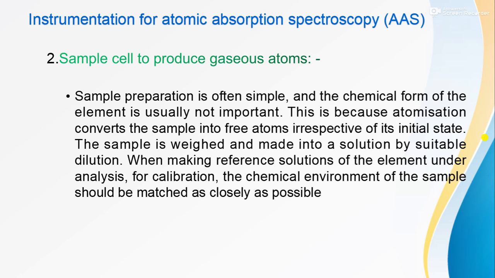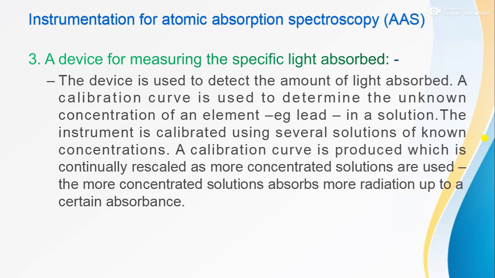2. Sample cell to produce gaseous atoms. Sample preparation is often simple, and the chemical form of the element is usually not important. This is because atomization converts the sample into free atoms irrespective of its initial state. The sample is weighed and made into a solution by suitable dilution. When making reference solutions of the element under analysis, for calibration, the chemical environment of the sample should be matched as closely as possible.